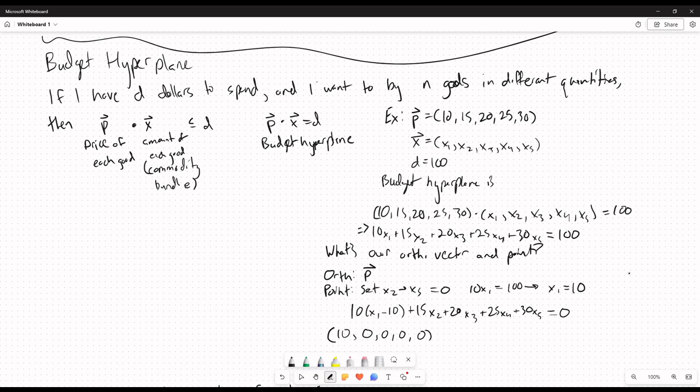So in this case, we have a hyperplane, which is this thing we can't really visualize, which represents the different combinations of quantities of goods we can buy. We were able to write it as a dot product, and we were able to find an orthogonal vector and a point on this hyperplane. So there you go. There's an example of where we can actually use hyperplanes.